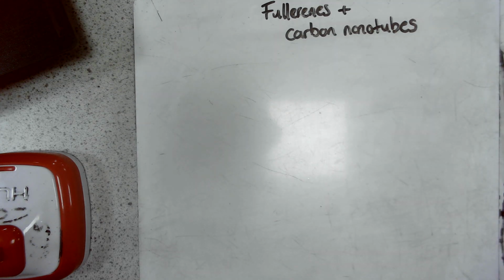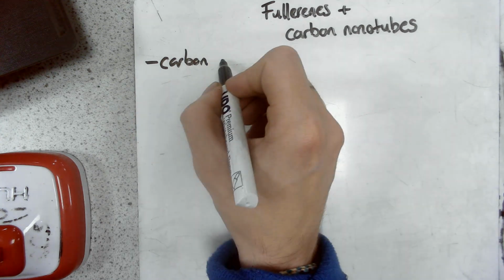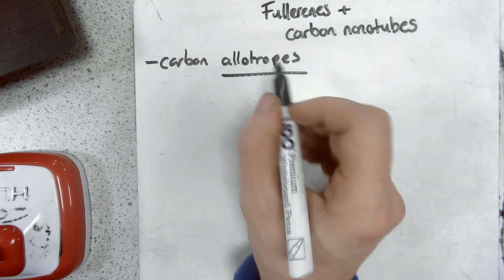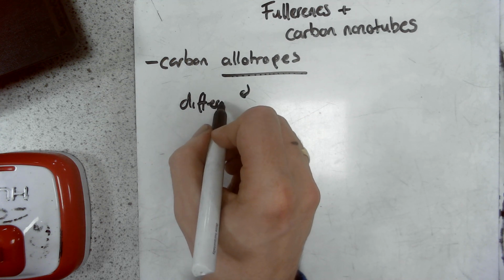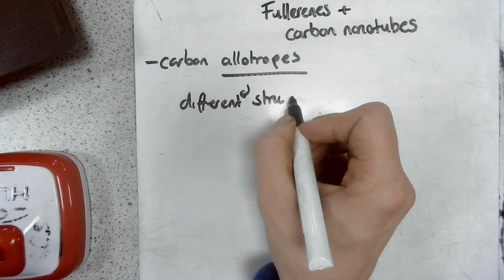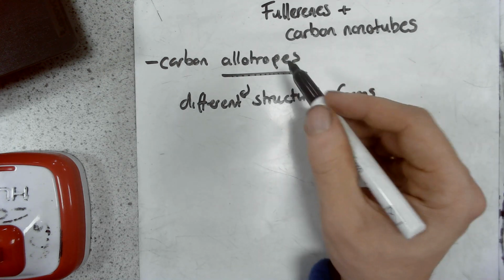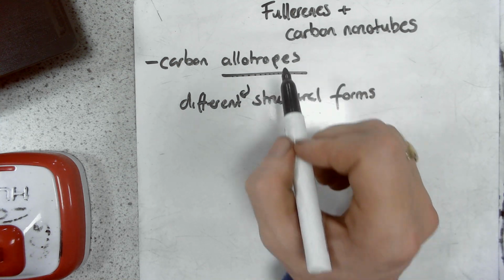Okay, so last time you probably looked at giant covalent structures. Now fullerenes are, I guess, a kind of similar molecule but also different. So fullerenes are also carbon allotropes. Again, remember, allotropes meaning that they're made of carbon but they have different structural forms. Basic definition question that they could ask you: what is an allotrope? Okay, so make sure you are ready to answer.